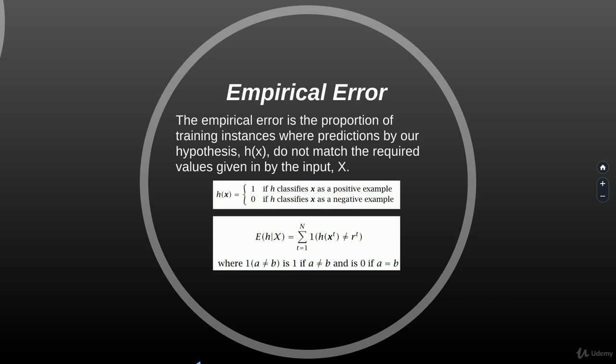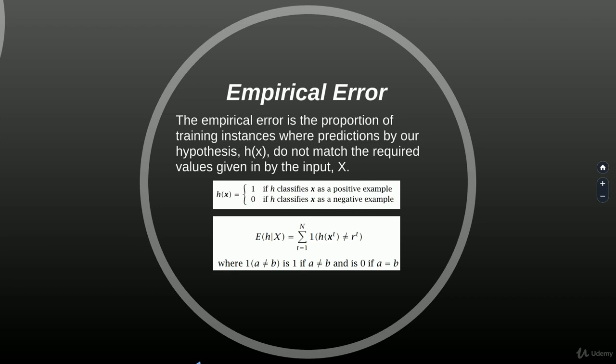So here our hypothesis h of x is going to be 1 if it classifies it as a positive example, and then 0 if it's classified as a negative example. And our empirical error, E, given our hypothesis and our input data x, is going to be the summation over all of these data points, t going from 1 to n, of this function L, which is 1 if a does not equal b and is 0 if a equals b.